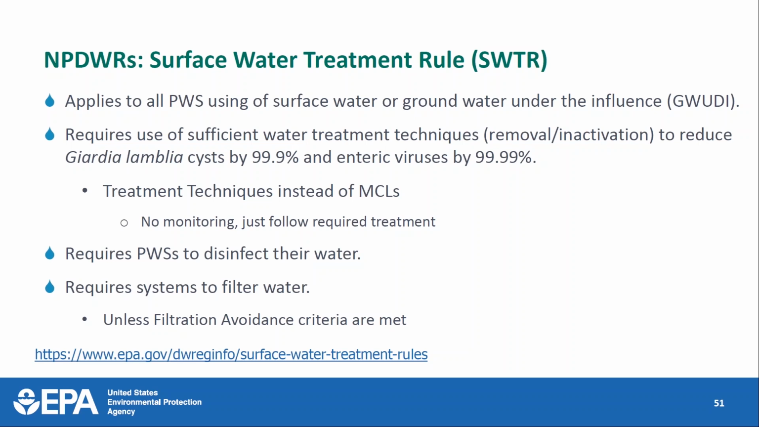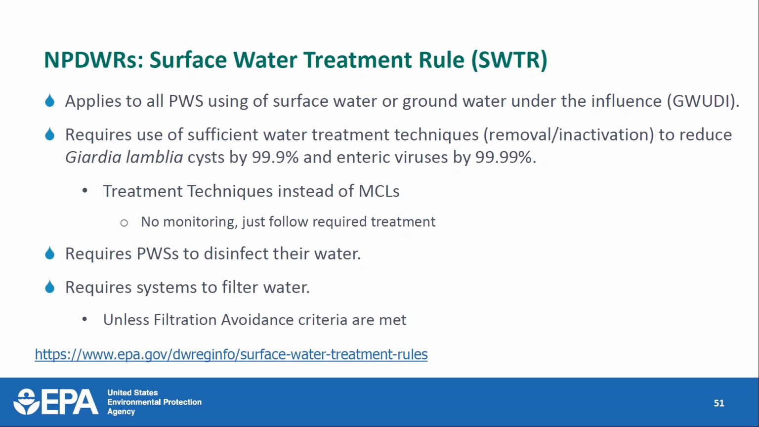Okay, so the original rule was called the Surface Water Treatment Rule, and it is still very much in effect today. It applies to all public water systems using surface water, or what's called GUDI, groundwater under the direct influence, which is considered to be surface water for the purpose of this rule. This requires the use of sufficient water treatment technique, either removal or inactivation, to reduce Giardia by 99.9% and enteric viruses by 99.99%, which is a 4-log removal.